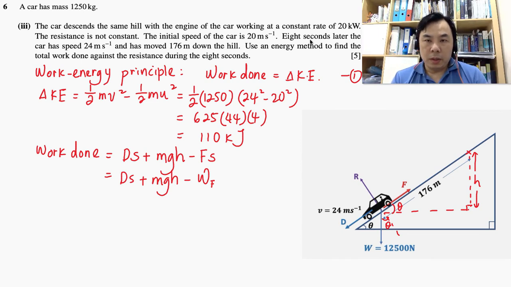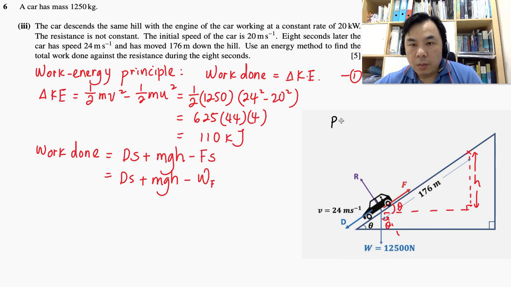Now we know that the car has been moving for 8 seconds. Rather than using the power formula, we do know that we have this formula here, which I'm going to write down: power equal to driving force times speed. But we know that along the slope, the speed is not constant, so usually we don't use this formula if the speed is not constant.